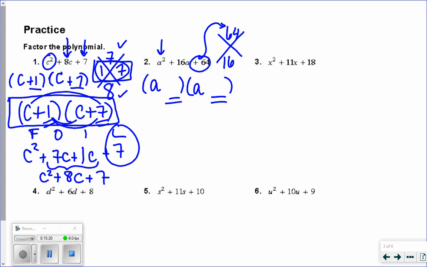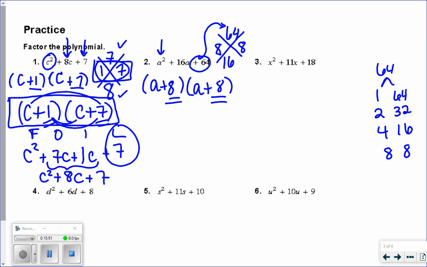If you need to, you can make a little side note and start listing factors, if it doesn't jump right at you. You might think, okay, 1 and 64, but that doesn't add up to 16. 2 and 32, no. 4 times 16, nope. And then you could be like, oh, 8 and 8, boom, that adds up to 16, bingo. So my numbers are 8 and another 8. Both of my magic numbers are 8.